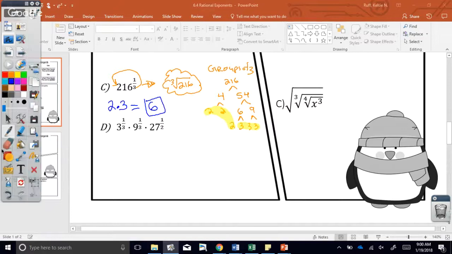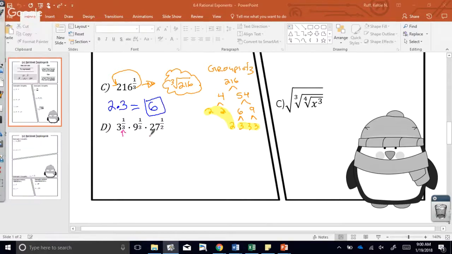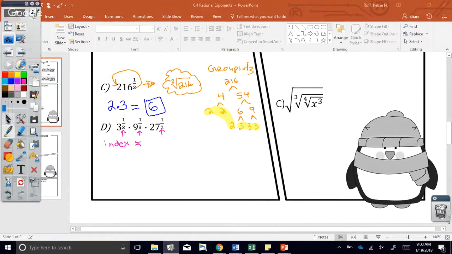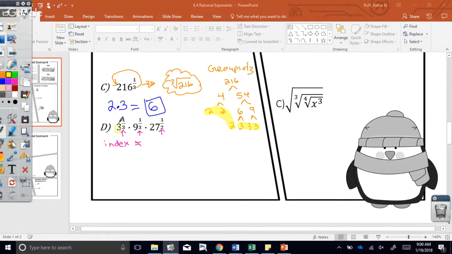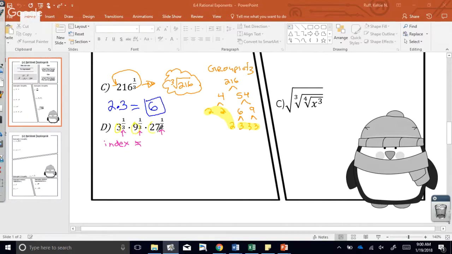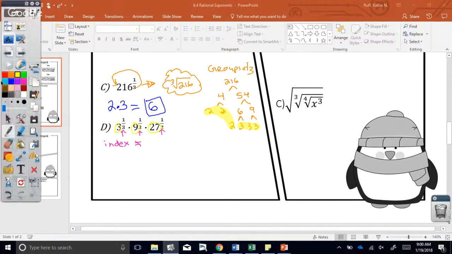Okay, so now that leads us to D. And if you look, the denominators of these fractions are not all the same. So if we convert them to radicals, the indexes are not equal to each other. Okay, so then we say, maybe we look at these numbers. Well, we've got 3, and we've got a 27, and those don't match.